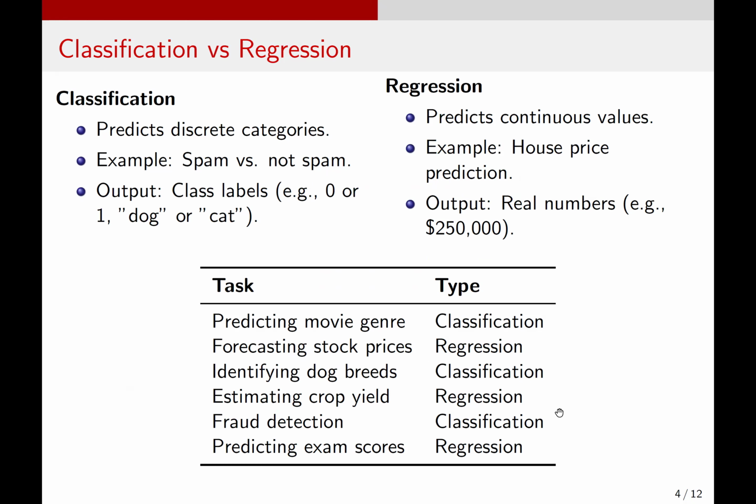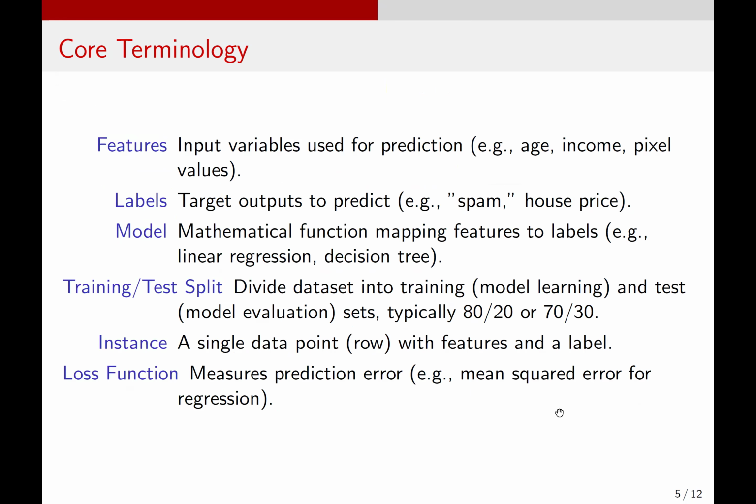So if you're going to get a real number value at the end of the day, a continuous value, that's regression. If you're going to get a category at the end of the day, that is going to be classification. And those are the two core components of supervised learning. Okay, so let's talk about some core terminology.